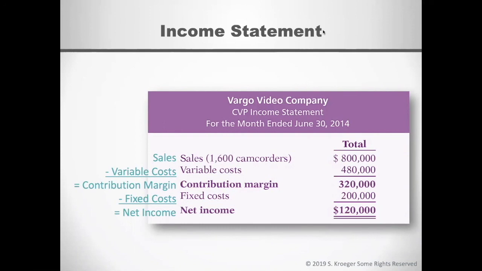What we're going to start with is showing the contribution margin. We take our sales minus the variable costs to equal our contribution margin. Then we will subtract all the rest of our costs, the fixed costs, to get our net income. This is what it looks like.